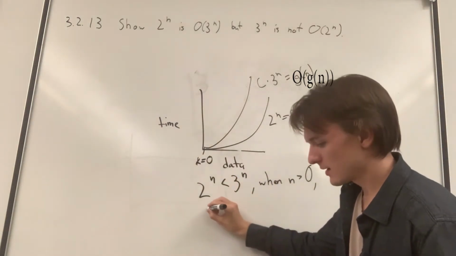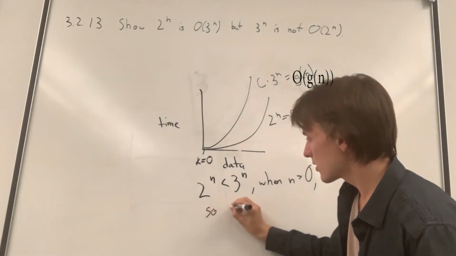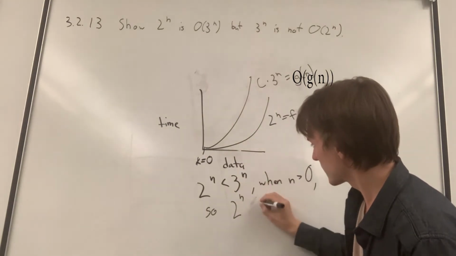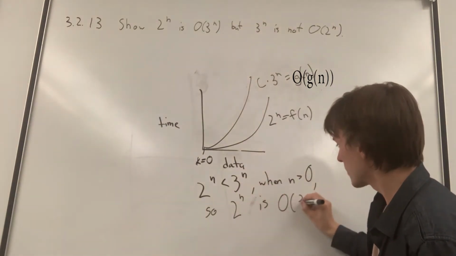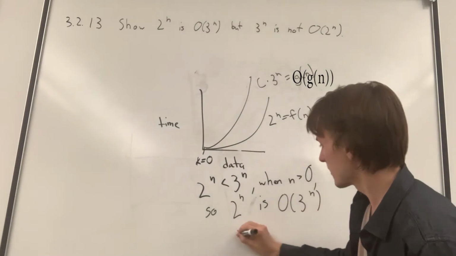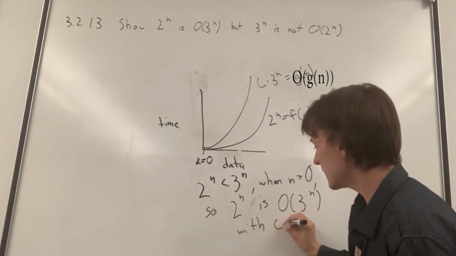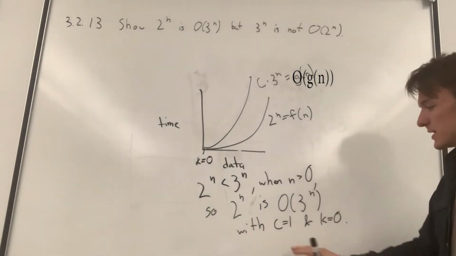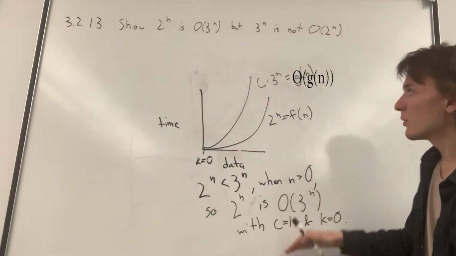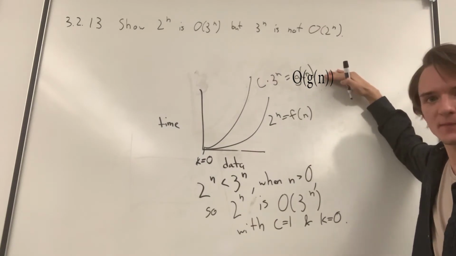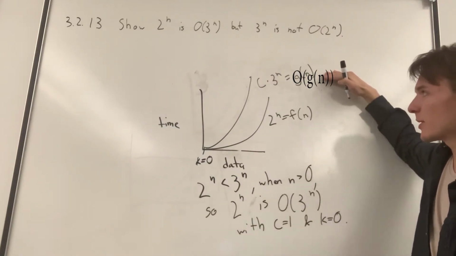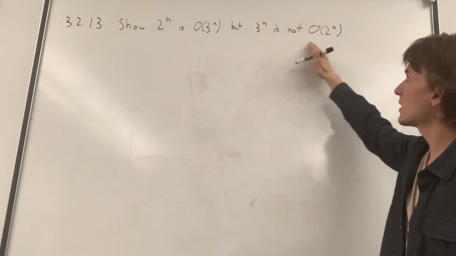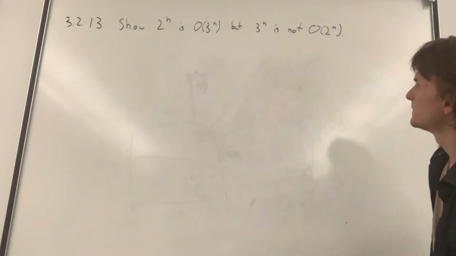So 2 to the power of n is big O 3 to the power of n, with c equal to 1 and k equal to 0. C is equal to 1 because this is the constant we multiply against 3 to the power of n, at which point 3 to the power of n will already exceed 2 to the power of n. 3 to the power of n is not big O 2 to the power of n.